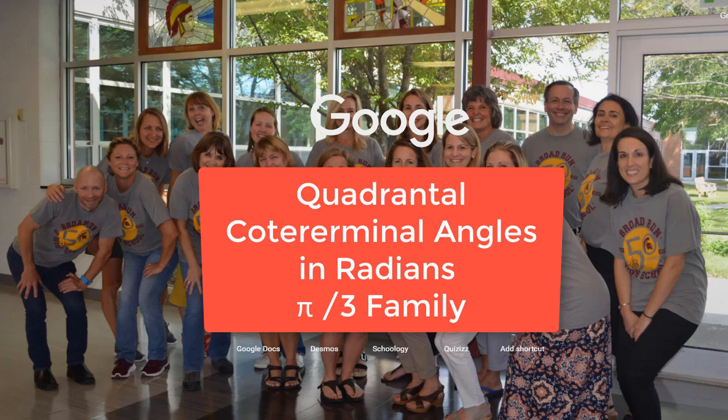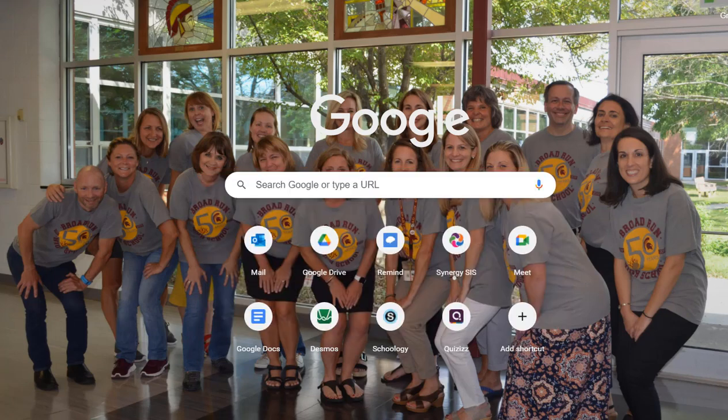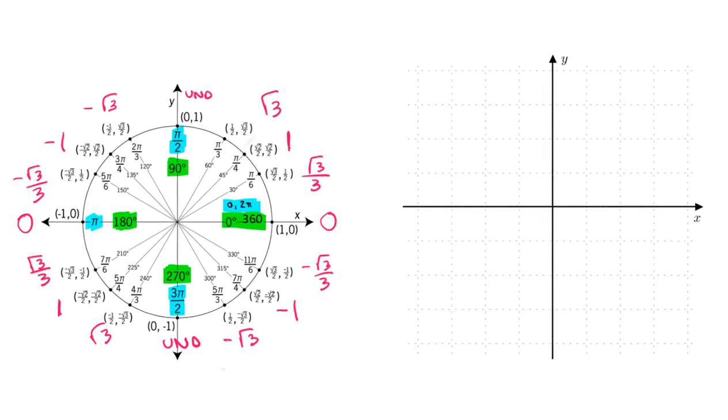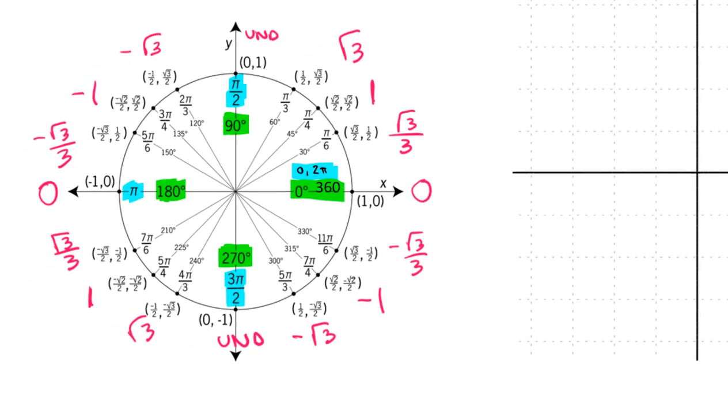And in this video, we're going to take a look at the quadrantal angles and radians, and we're going to look at the pi over 3 family as we do that. So let's just talk about quadrantal angles here again for a moment. Now, the quadrantal angles are the ones that are sitting on the x-axis or the y-axis, which you can see highlighted here in green. In degrees, we have 0 and 360, 90, 180, and 270. Now that's in degrees. However, if they are in radians, then they're going to be a different unit, right?